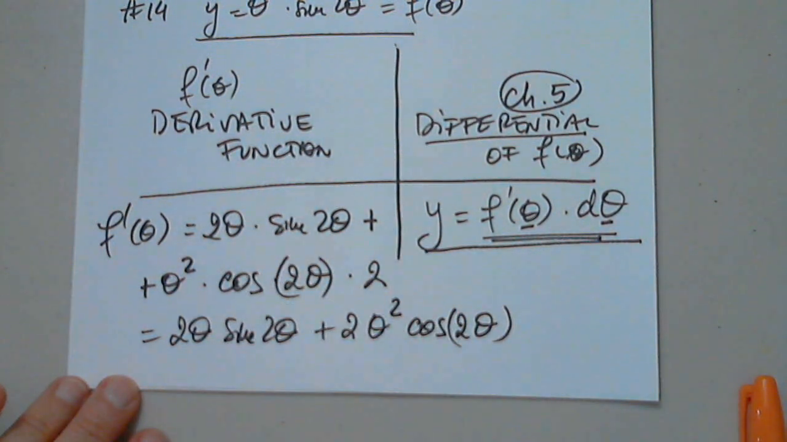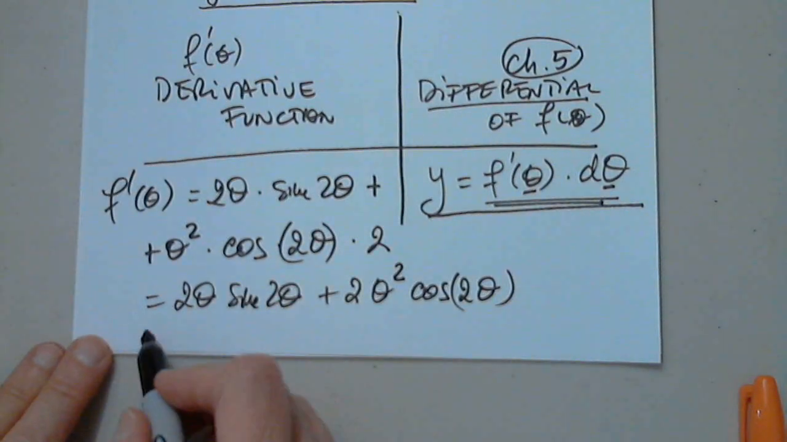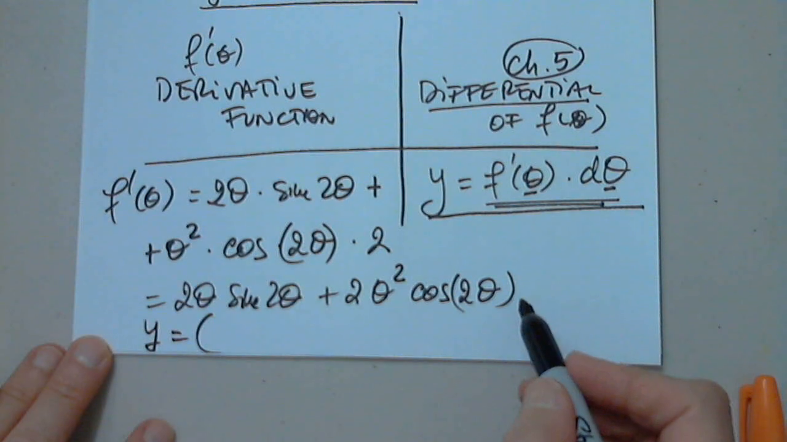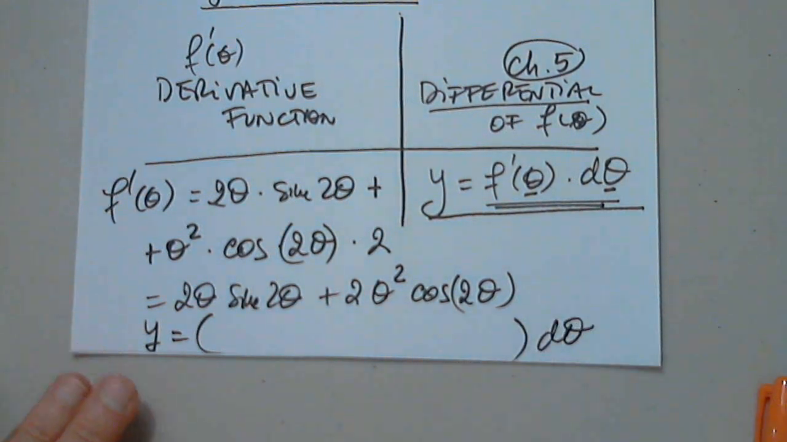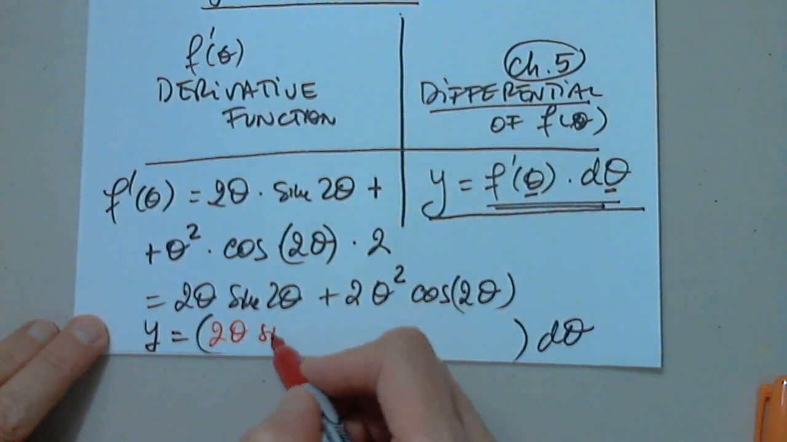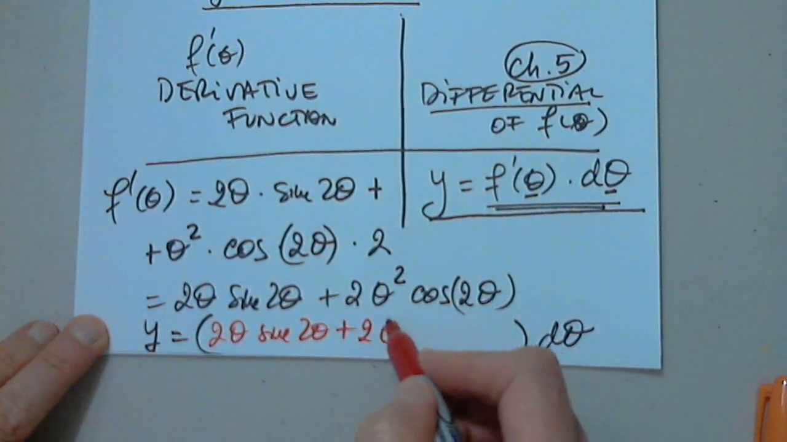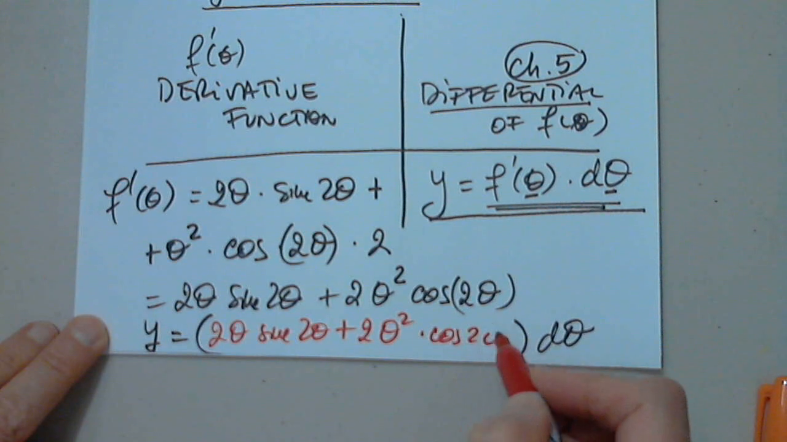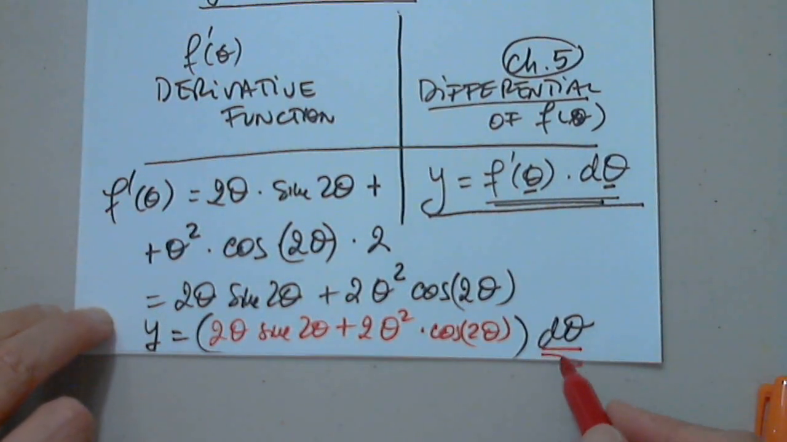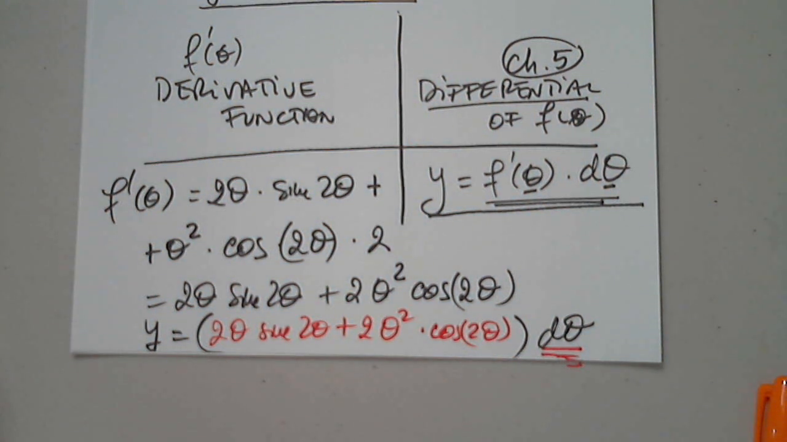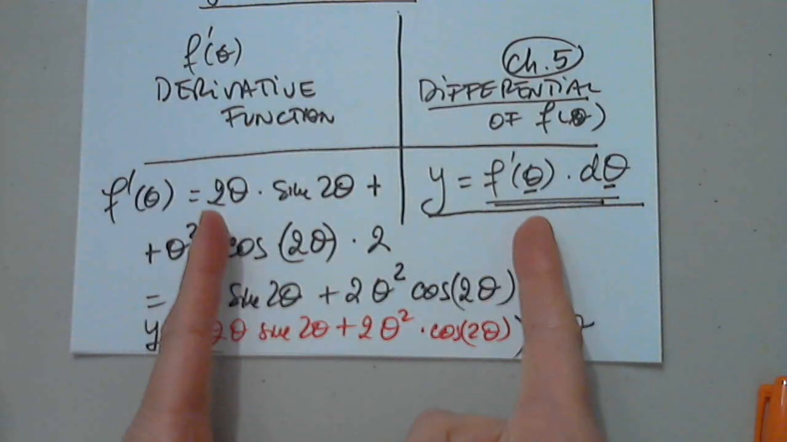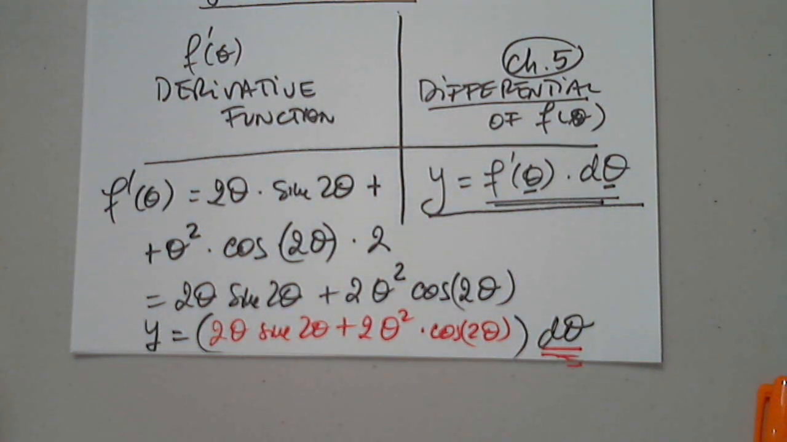But this is not what I'm asked to find. I'm asked to find the differential. Okay then. So I will write y equals all this times d theta. So 2 theta sine 2 theta plus 2 theta squared cosine 2 theta times d theta. So please understand the difference between the derivative and the differential.